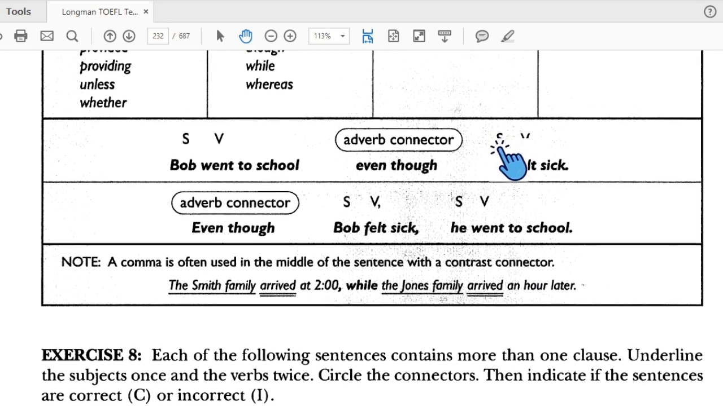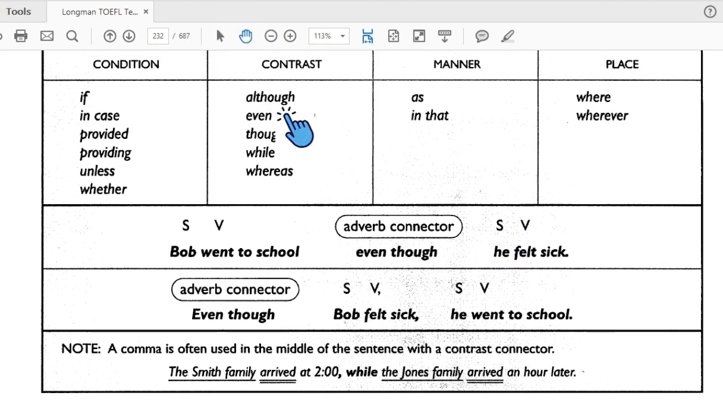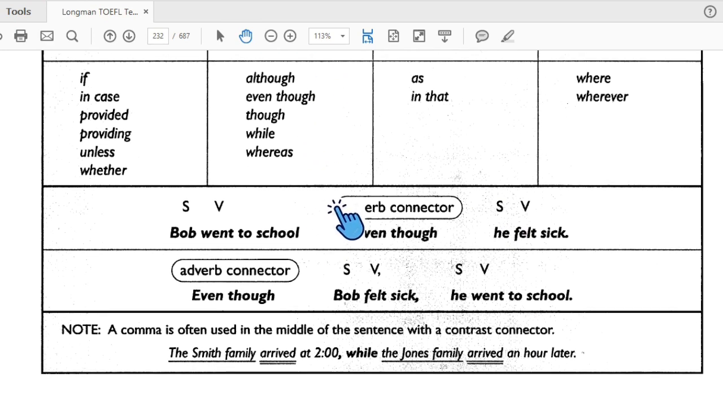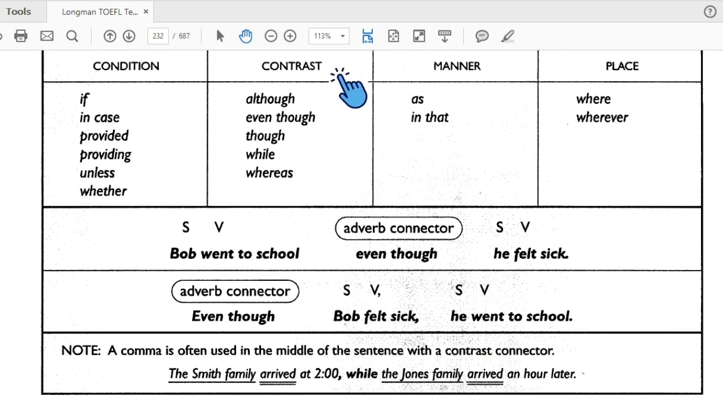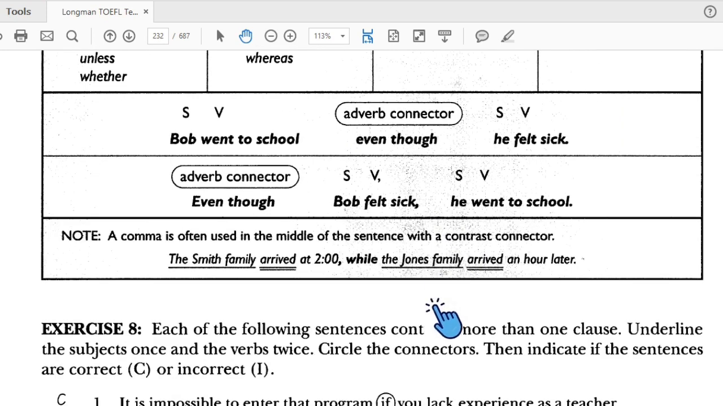There is another condition. With contrast, sometimes even though in the middle, we put a comma. Look at this one: subject, verb, we put a comma, even though in the middle. In the formula, if we put it in the middle, we can't put a comma, but it's special for contrast: even though, while, and whereas. But for condition, manner, and place, we don't have to put a comma in the middle. Understand?